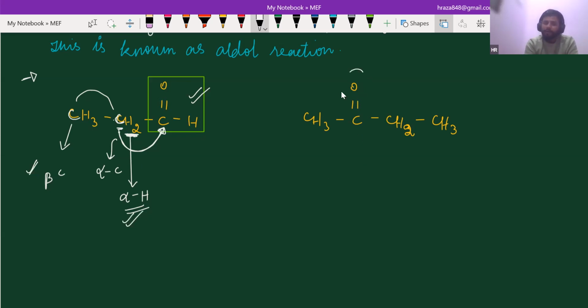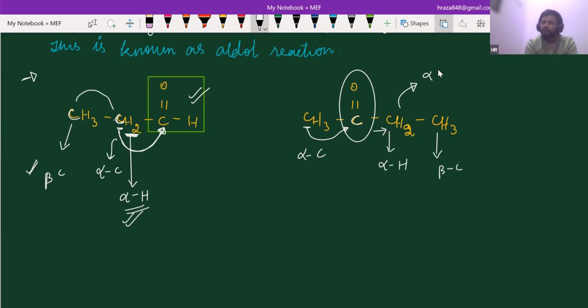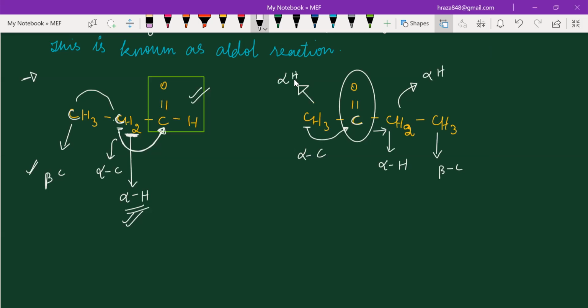Now see, for ketone, this is the main functional group. So this carbon is directly connected to it, so this carbon is also alpha carbon. And this carbon is also directly connected to the main functional group, so this is also alpha carbon. And what about this carbon? This carbon is beta carbon, because it is directly connected to alpha carbon. What is alpha hydrogen? There are 2 alpha hydrogens on the right hand side and 3 alpha hydrogens on the left hand side. Is that clear? Yes, sir.